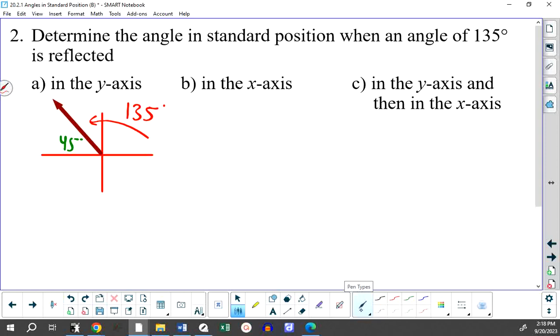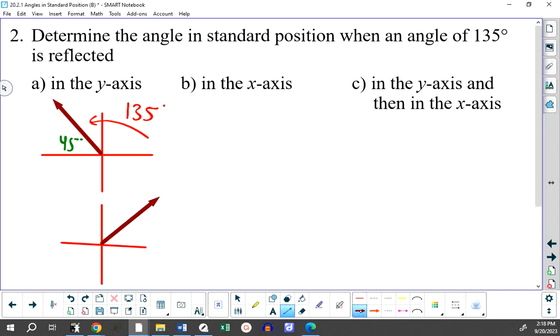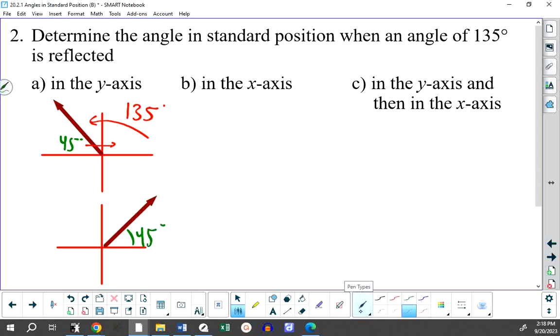1. In the y-axis, which is this vertical line, it's going to be over here now. Straighten that up. So what's happened is I've gone across this line to the other side. Well, that means still 45 degrees. The answer to the question is the rotation angle is 45 degrees.